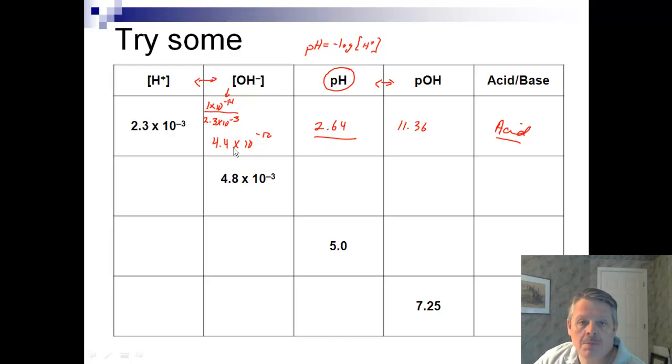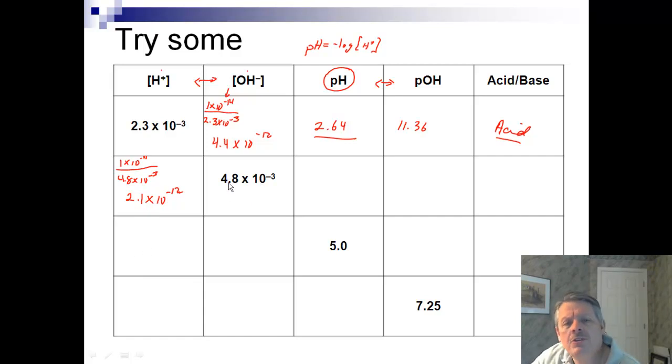Alright, welcome back. Again, to figure this out, you work your way backwards. You know that the concentration of hydrogen times the concentration of OH gives you 1 times 10 to the minus 14th. So if I start with 1 times 10 to the minus 14th and I divide by 4.8 times 10 to the minus 3rd, then my answer here is going to be 2.1 times 10 to the minus 12th.